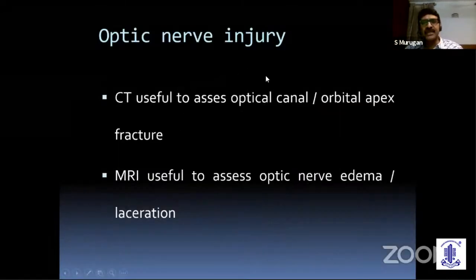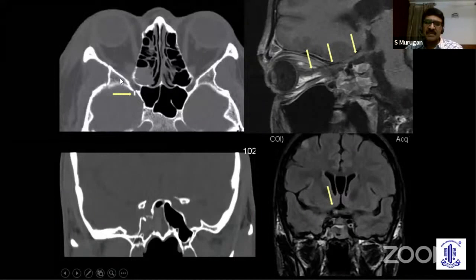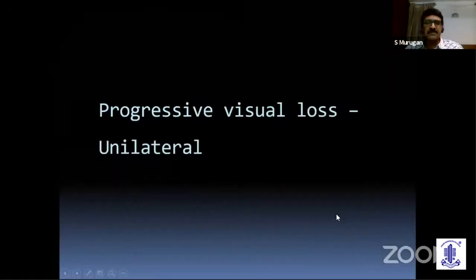Now, optic nerve injury. CT plays a role here because it helps to assess the fracture, whereas MRI is still useful to pick up the continuity of the nerve and edema. As illustrated here, you can see the nice bone fragment. The anatomy is so well brought out that it will not be seen with MRI, whereas MRI is still useful to pick up the continuity of the nerve and also the contusion. You can see beautifully the contusion extending up to the optic chiasma.